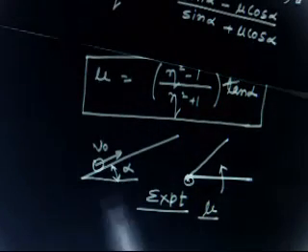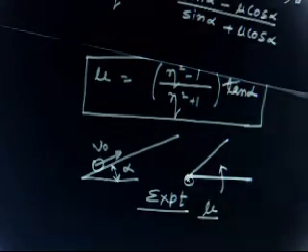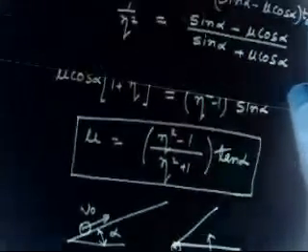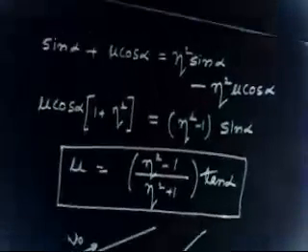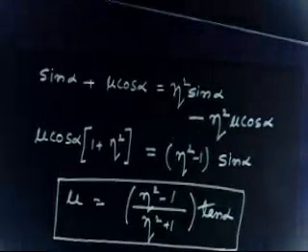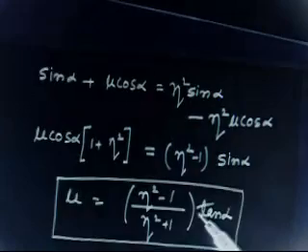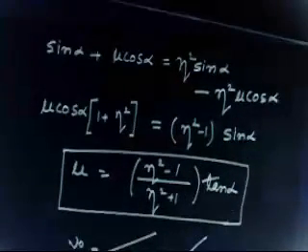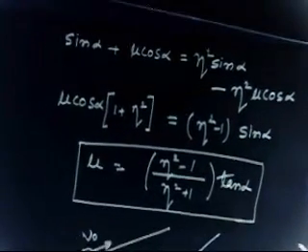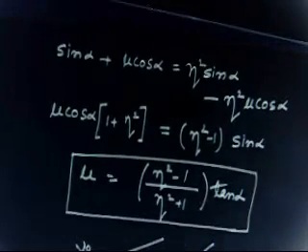So just find out the time of ascent and the time of descent. You take the ratio of these times and you solve these equations. Mu is equal to eta square minus 1 by eta square plus 1 into tan alpha, and there you will get the value of mu. So this experiment can be done in the laboratory.